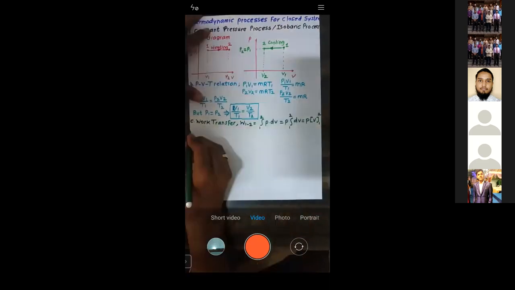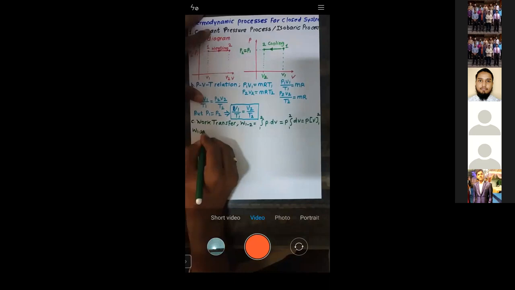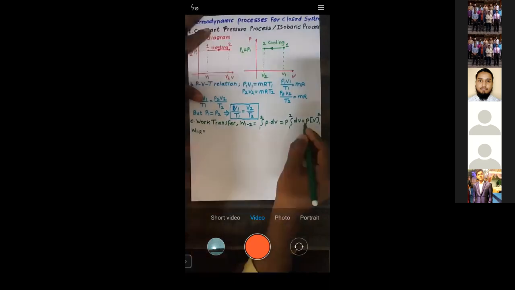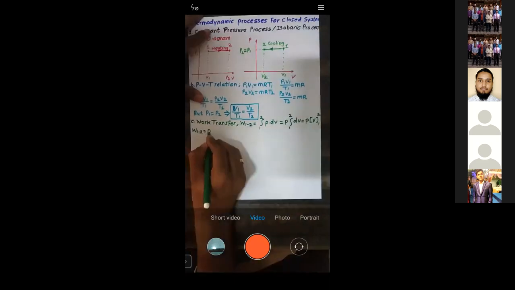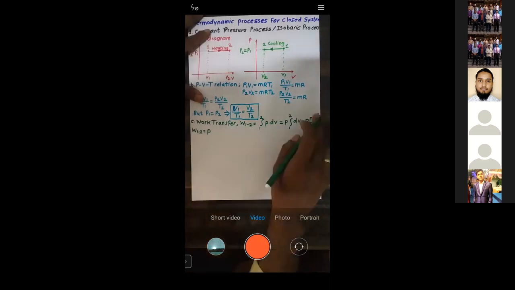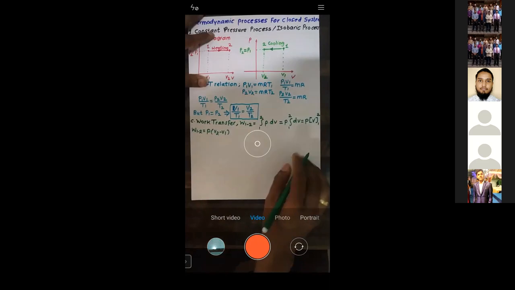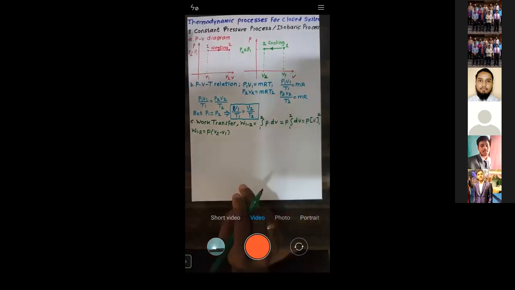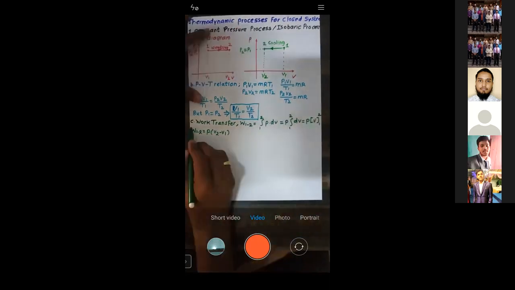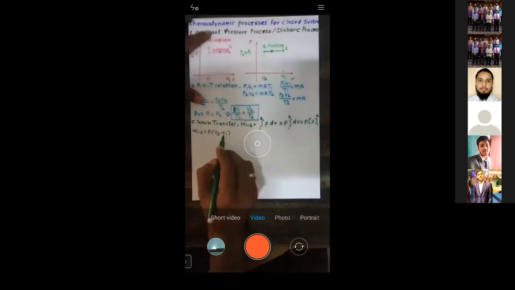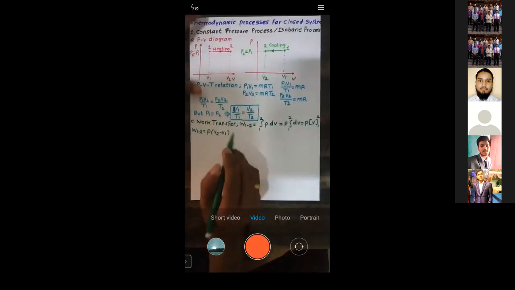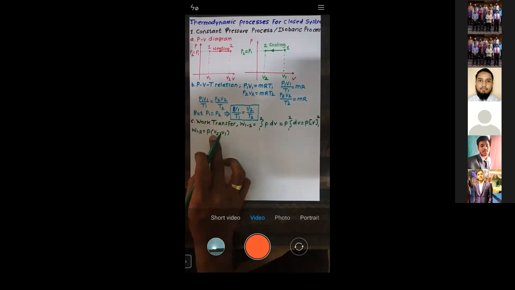So what value of W1-2 am I getting? W1-2 is given by P, which I have written as it is, times upper limit minus lower limit, so it is V2 minus V1. P into V2 minus V1. Is that clear? So this is the formula for work done. How will you calculate work done? P into V2 minus V1.